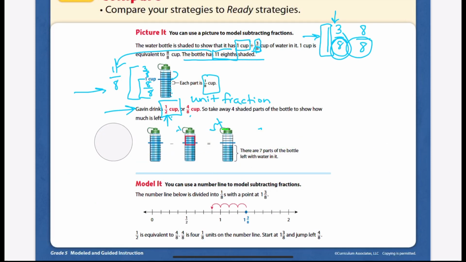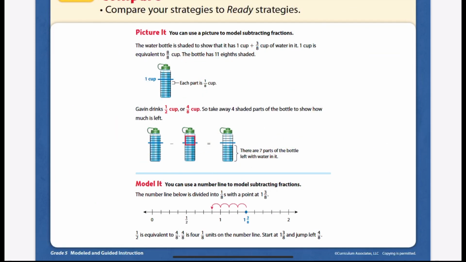If you are looking down here at the bottom, it says the number line below is divided into 8s, 1/8, with a point at 1 3/8. So why do you think that they split the 1 whole into 8 parts? Here's 1 whole right here. Well, up here, 1 whole was 8/8. Do you guys hear Lucy running around, my puppy? So they split it 1, 2, 3, 4, 5, 6, 7, 8 parts in that 1 whole. And we had here how much was in the whole bottle.